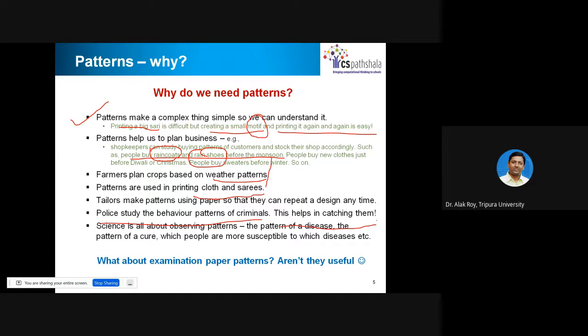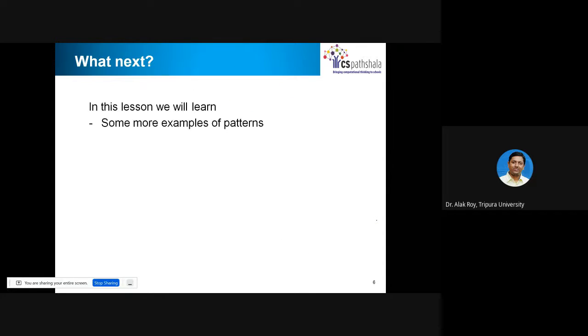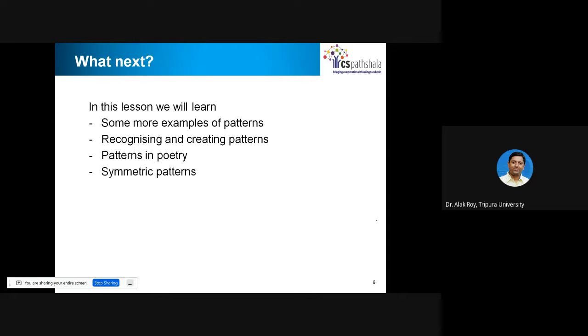Okay, so the theme is that if you can observe things closely, then you will find a pattern and you can guess the future events or things, or it will make things easier. Complex things will be easier for you to solve. So in this lesson, you will learn about some more examples of recognizing and creating patterns. You will learn about patterns in poetry and symmetric patterns. Okay, so we'll cover these things in this slide.